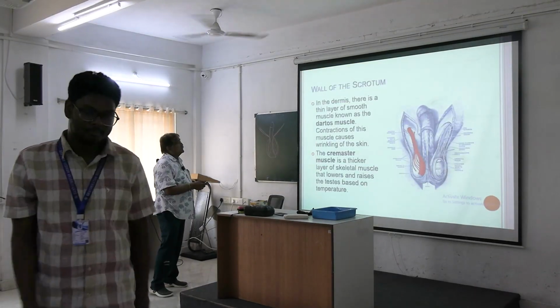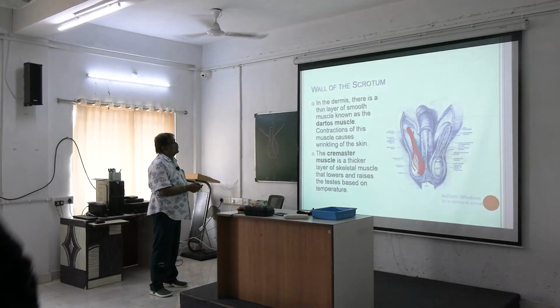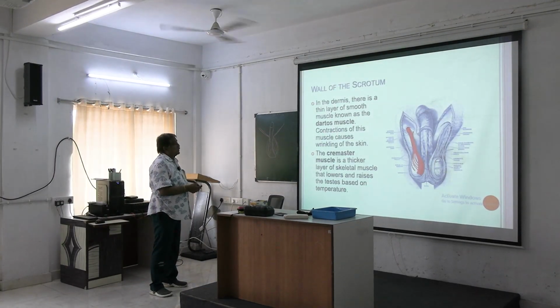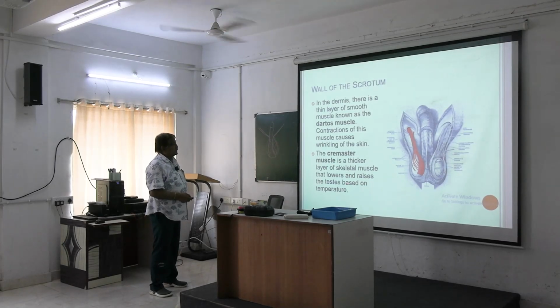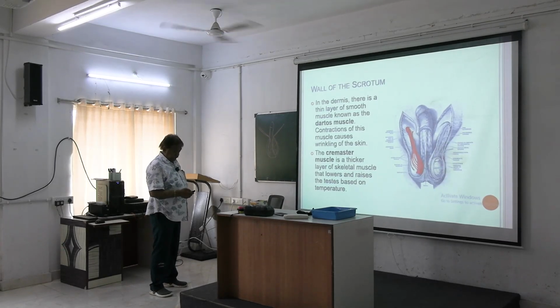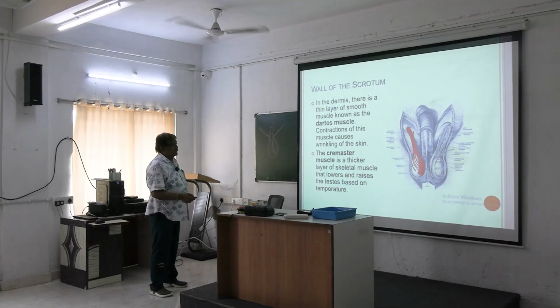In the dermis, there is a thin layer of smooth muscle known as Dartos muscle. Contraction of this muscle causes wrinkling of the skin. The cremaster muscle is a thicker layer of skeletal muscle that lowers and raises the testes based on temperature. You can see the testes here.